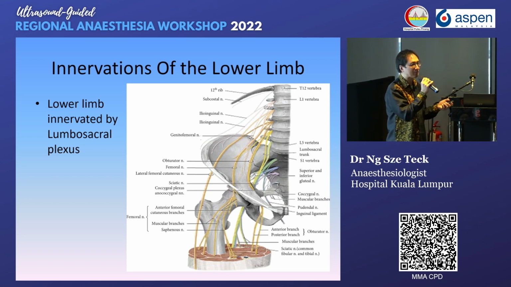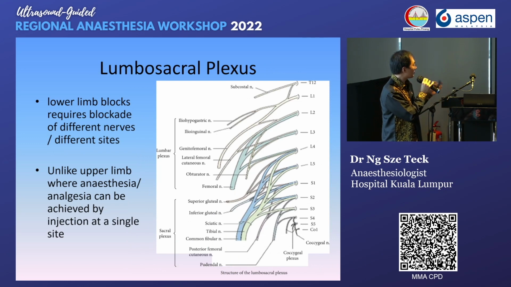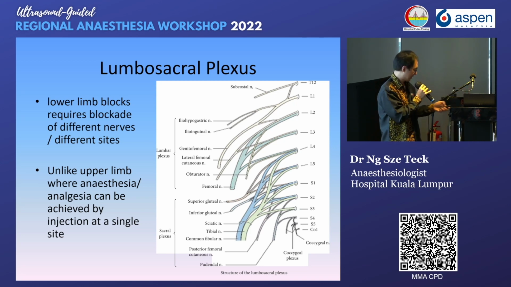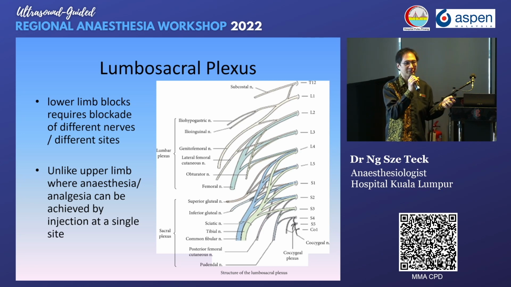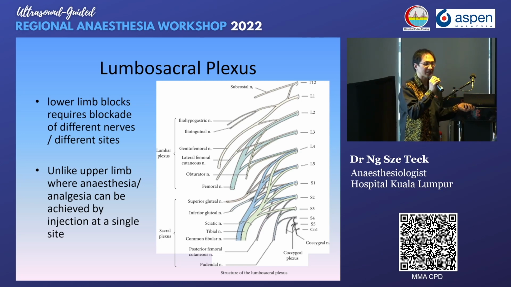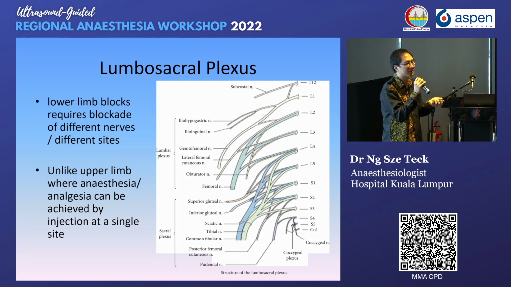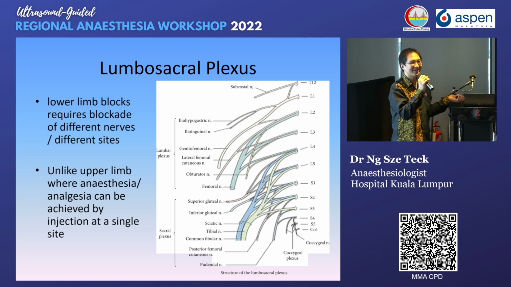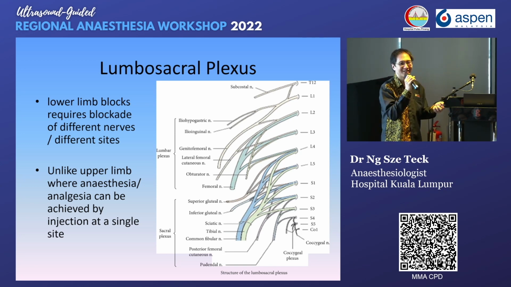The main thing about the lower limb is that it's innervated by the lumbosacral plexus. The lumbosacral plexus ranges from T12 until S5. So it's wide, and various nerves come out to innervate various parts of your lower limb, whether anterior, lateral, or posterior aspect. Each aspect might receive more than one innervation from this lumbosacral plexus, and maybe from various levels. So you cannot just block one and expect everything to be covered, unless you do a spinal or epidural.